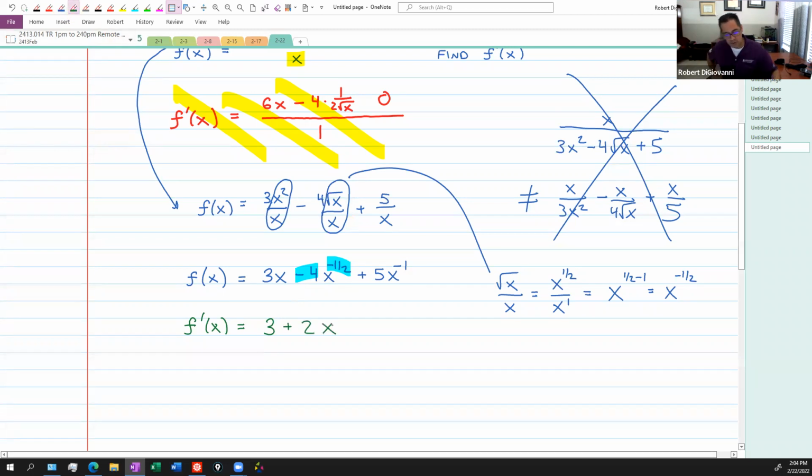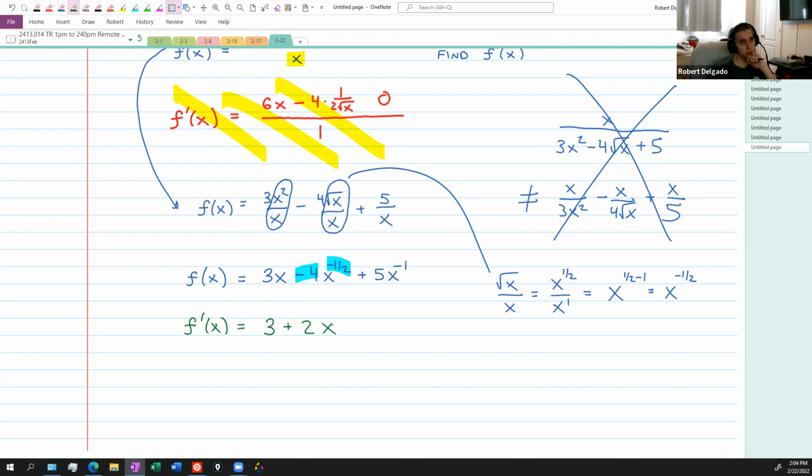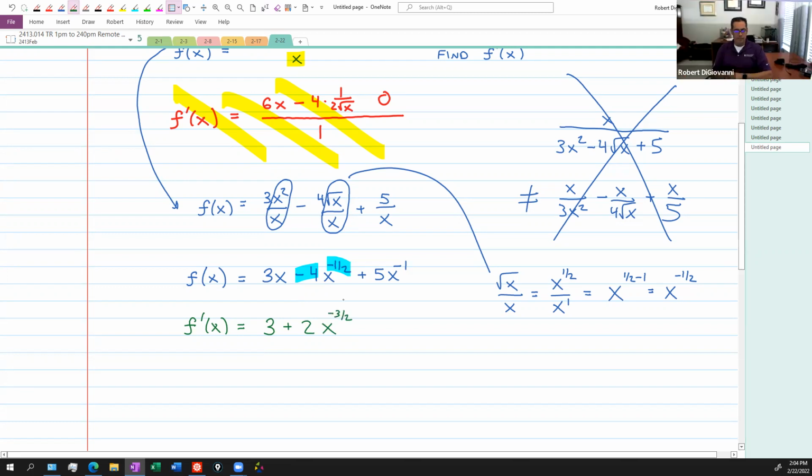X to what power? I'm actually taking the derivative right now. It would be negative 3 over 2. And then same thing here: bring this power out front, hit the positive 5 with it, becomes minus 5, and then x to the negative 2. I subtract 1 from negative 1. There's my derivative.